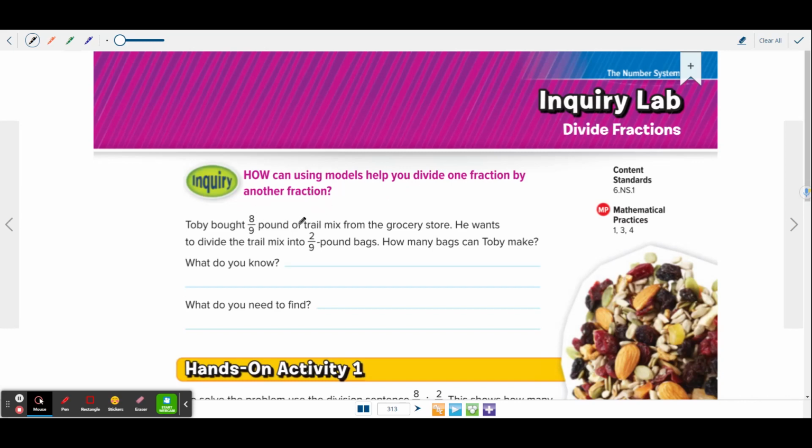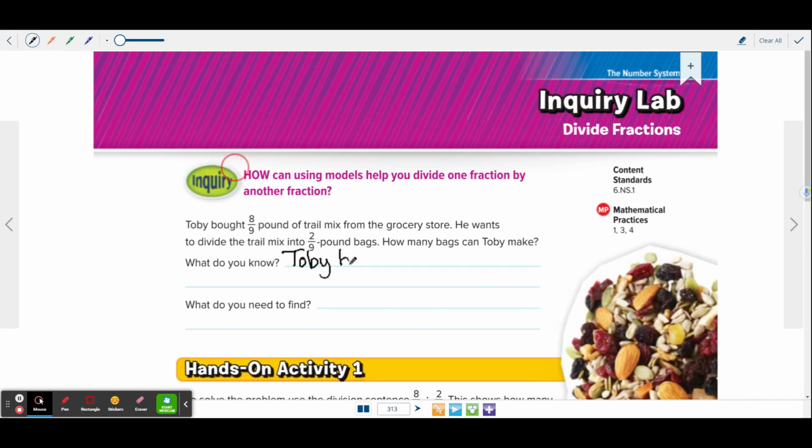So Toby bought 8/9 of a pound of trail mix from the grocery store. He wants to divide the trail mix into 2/9 pound bags. How many bags can Toby make? So what do we know? We know that Toby bought 8/9 of a pound of trail mix and he wants to divide them into 2/9 pound bags. Okay. So we're going to write that.